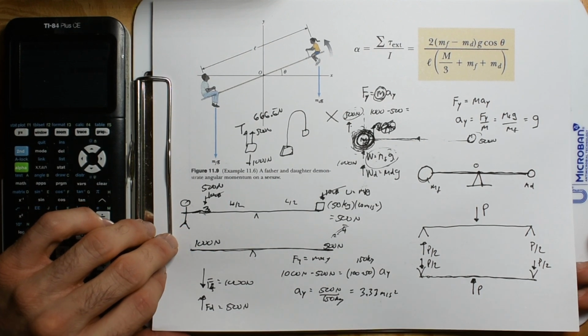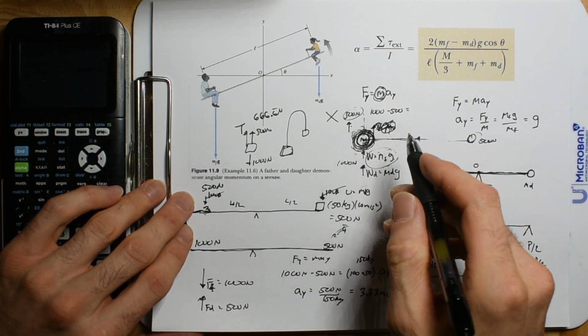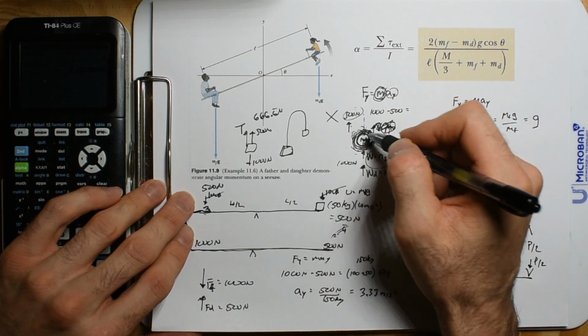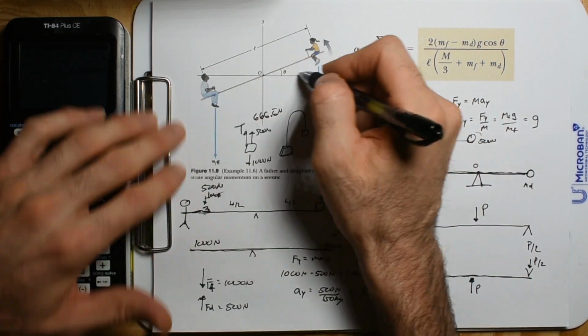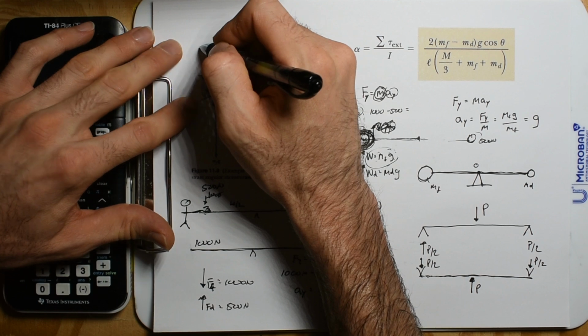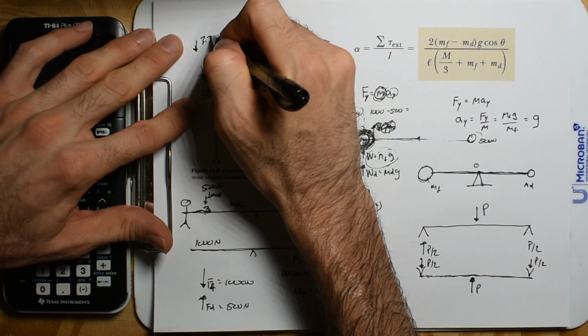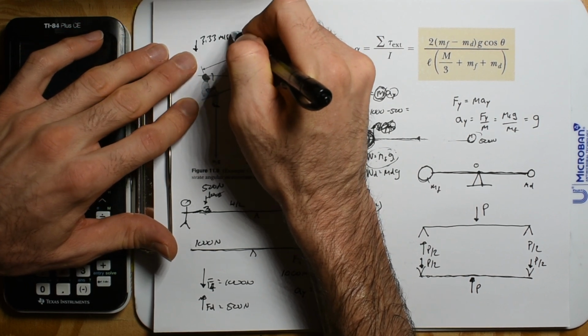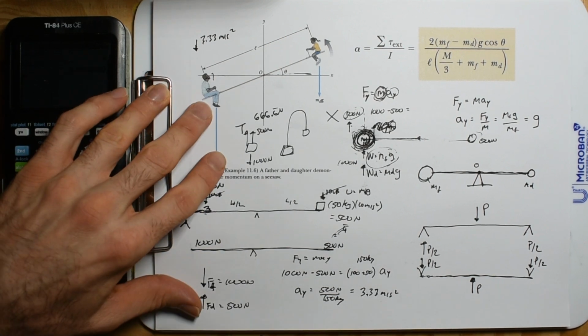And so, how do we relate this acceleration that we found? We kind of found the linear acceleration, that if they're balanced, this father is going to be going that way at 3.33 meters per second squared. That's going to be the acceleration.